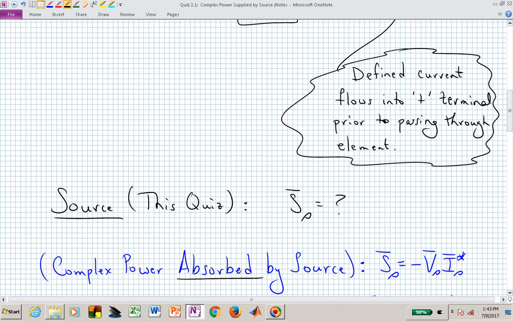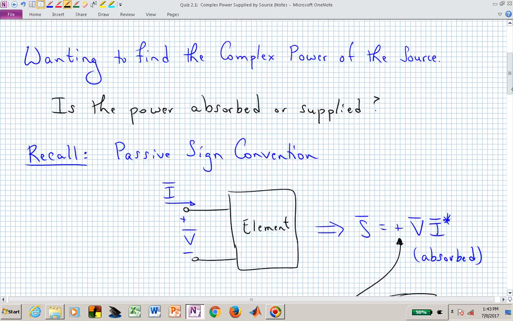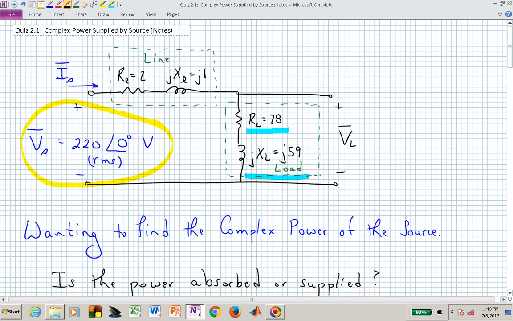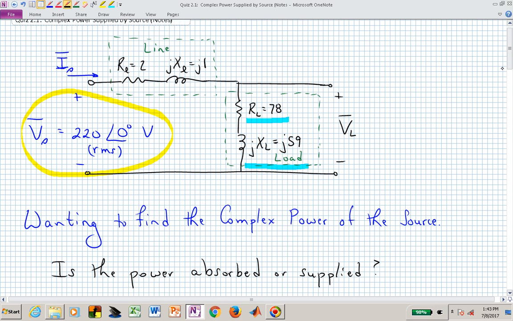If we look at this particular way that we've labeled this example, you'll see that the current has actually already passed through the generator or the source before it then touches the positive terminal of that source. The current is not flowing into the source prior to it going through the element or the source generator. So in this case, the power is absorbed.